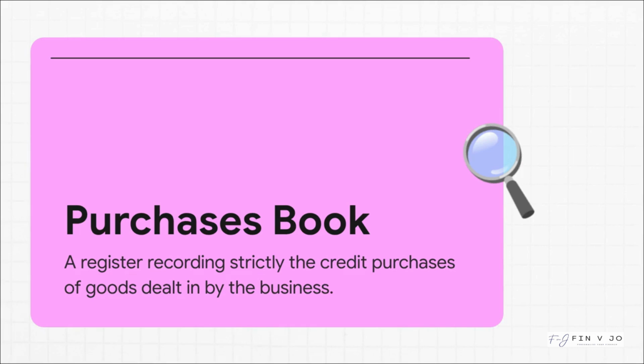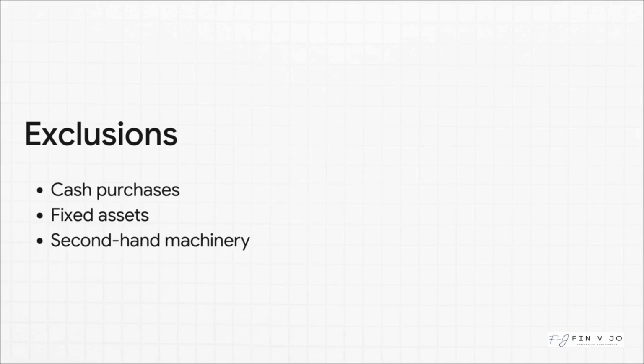If you run a shoe store, this specific book is only for when you buy shoes on credit to resell to your customers. It's not for buying the display shelves. It's definitely not for paying your monthly electricity bill. It is only for the core trade goods your business actually deals in, and, this is key, only if you haven't paid for them yet. If a transaction doesn't meet those exact criteria, our bouncer turns it right away.